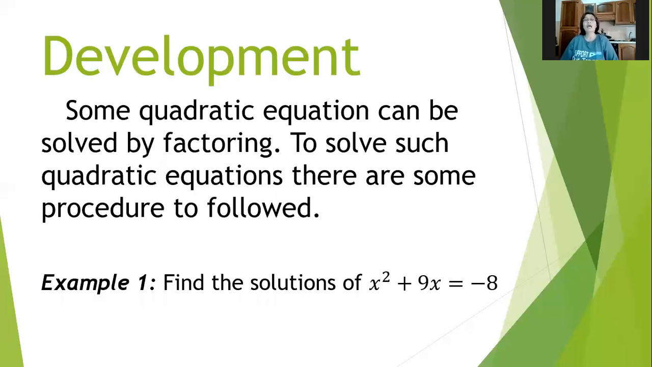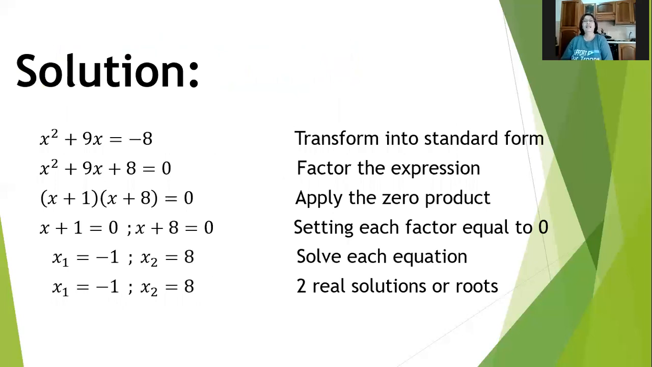Now, some quadratic equations can be solved by factoring. To solve such quadratic equations, there are some procedures to be followed. Example number 1, find the solution of x squared plus 9x is equal to negative 8. Now, this is a quadratic equation, because there is an equal sign. Again, this is the solution: x squared plus 9x is equal to negative 8.